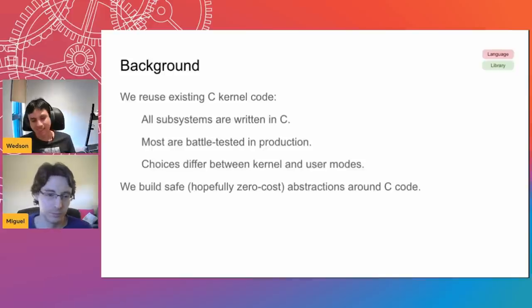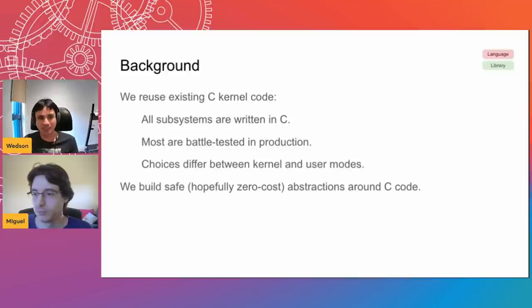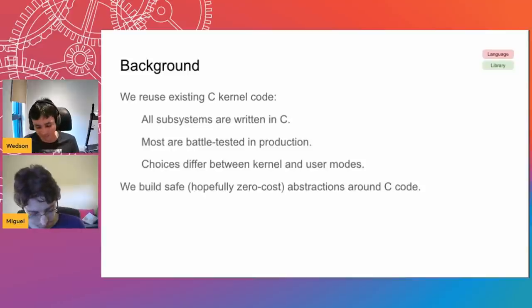Before we go into that, a little bit of background on this principle that we follow and that Miguel already described briefly in previous slides. The principle is that we reuse existing C kernel code. We try to avoid reinventing the wheel and re-implementing things in Rust if they're already available in C. The main reason is that the subsystems are currently written in C, so we do have to interact with C at the moment anyway. Even if we didn't want to, we have to, because that's where the code is at the moment.